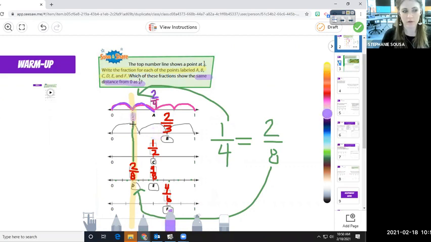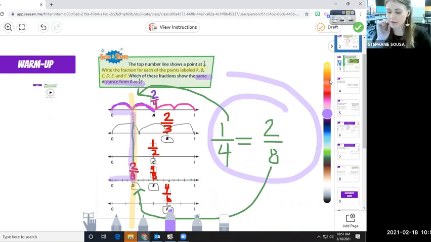The question was, which has the same distance from 0 to 1/4? Here's 1/4. Straight down is 2/8. So this is the same distance. So 1/4 is equivalent to 2/8. Okay. This was a warm-up. If you did not get it all done, that is fine. We are getting ready to move on.